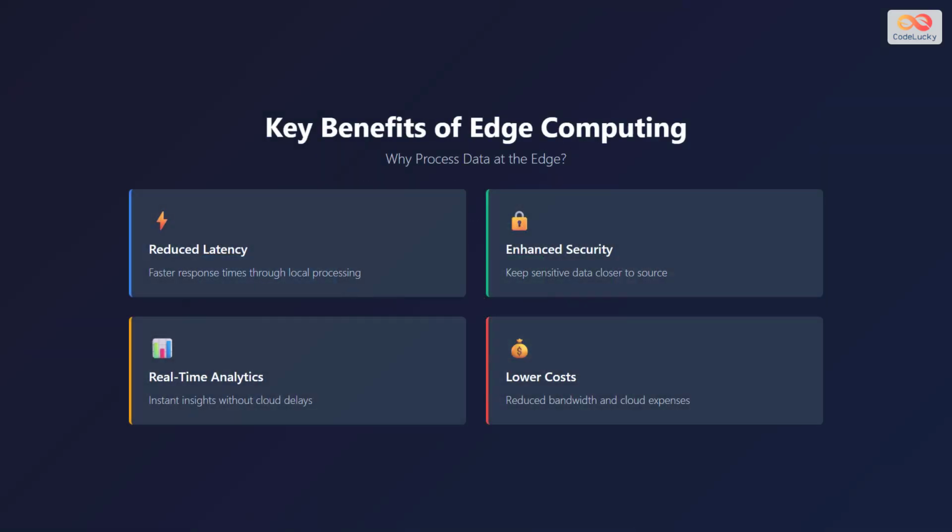There are four main reasons why edge computing is valuable. First, reduced latency. When you process data locally at the edge, you eliminate delays. Responses happen almost instantly instead of waiting for data to travel to a distant server and back. This is critical for applications that need immediate decisions.